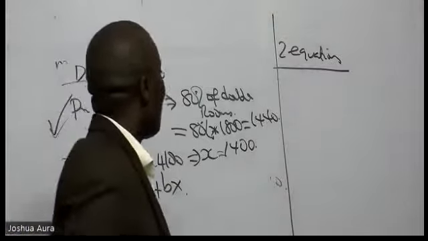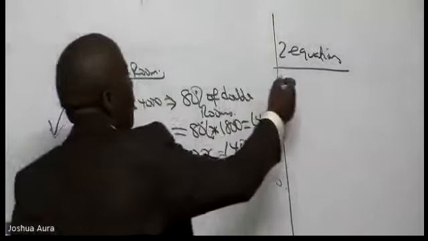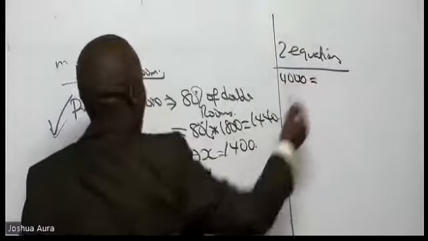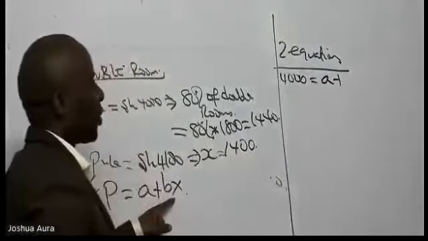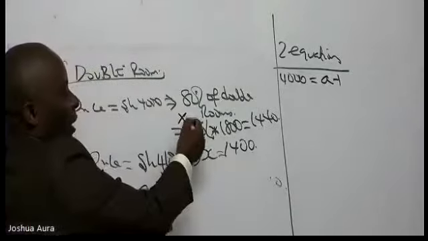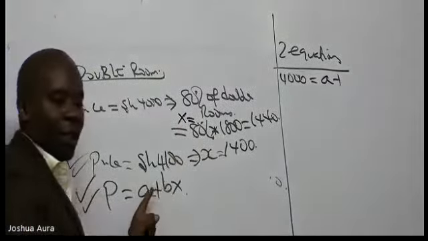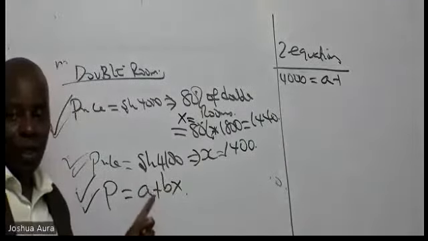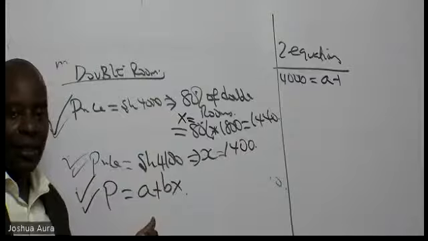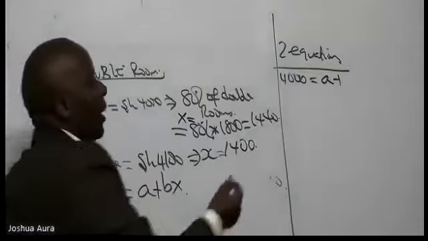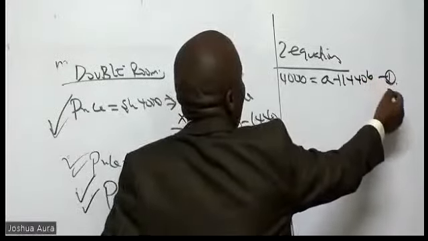When you plug in the first point, the price I'm plugging in here is 4,000. The price 4,000 equals A plus BX. Remember, this is the quantity X. So B 1440. I can't write it like B 1440, the number must come ahead. So it's supposed to be A plus 1440B, equation number 1.